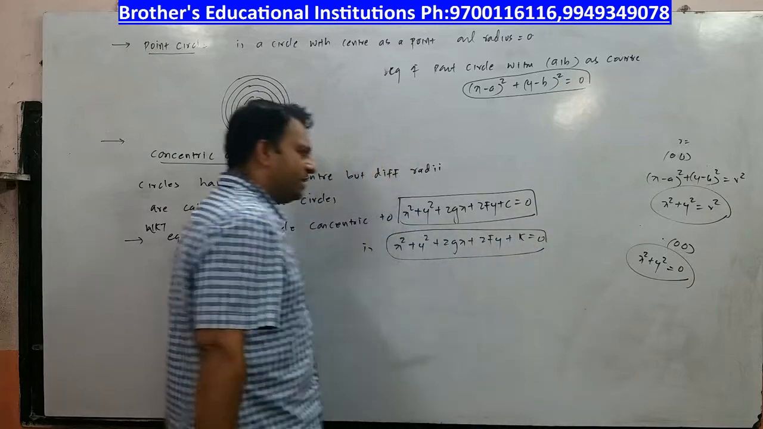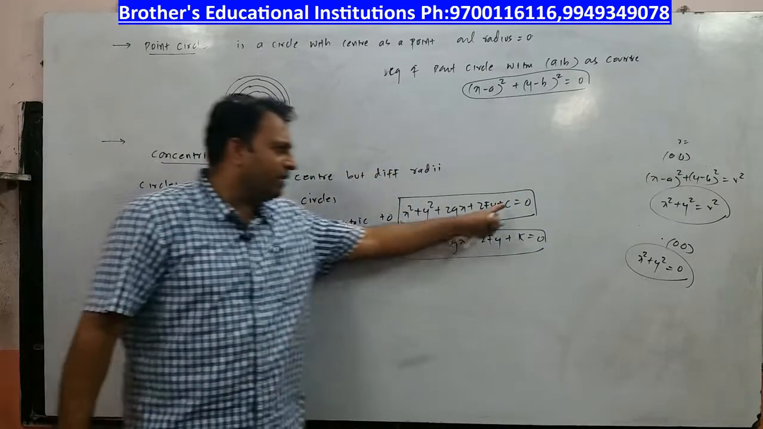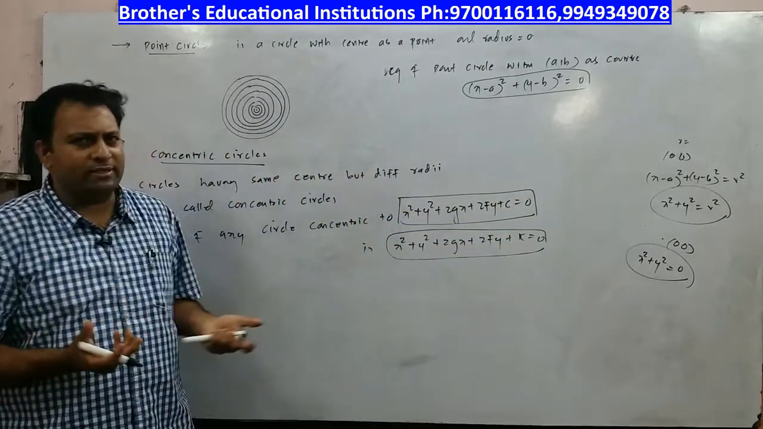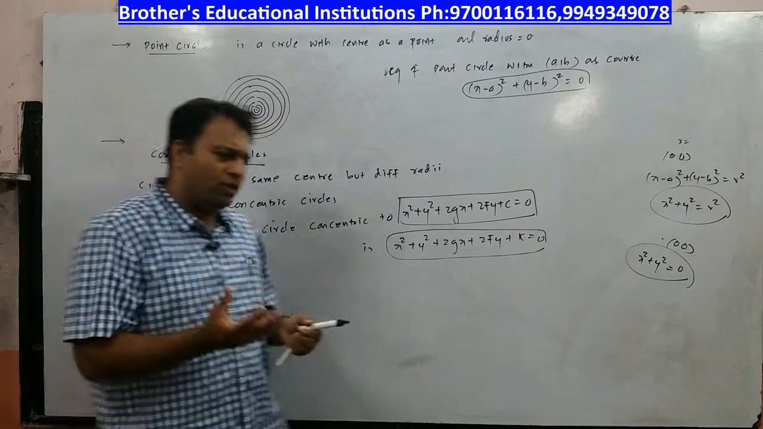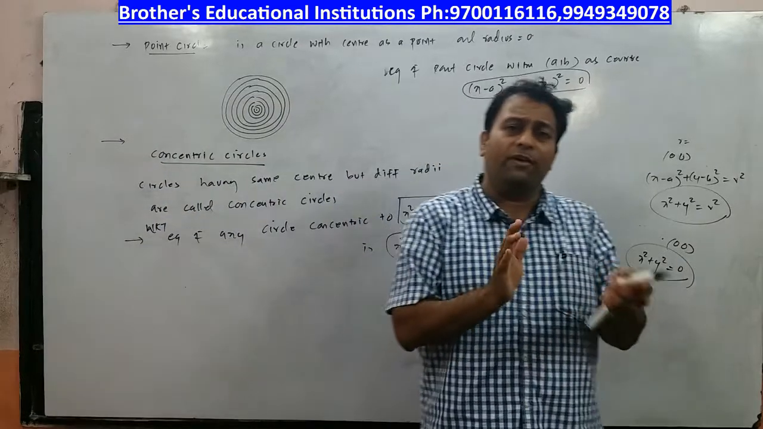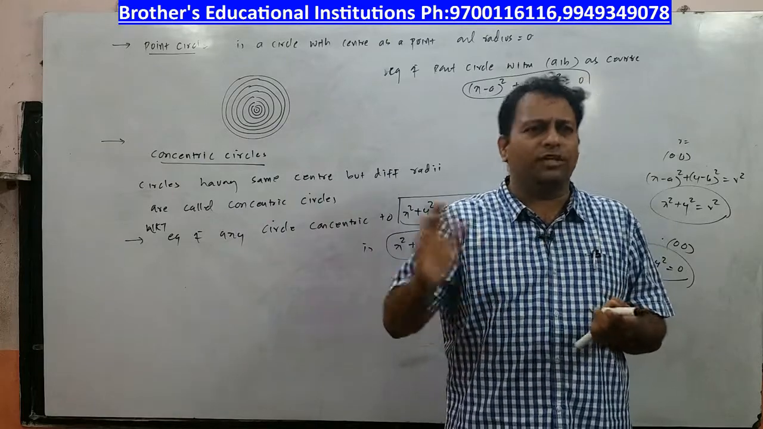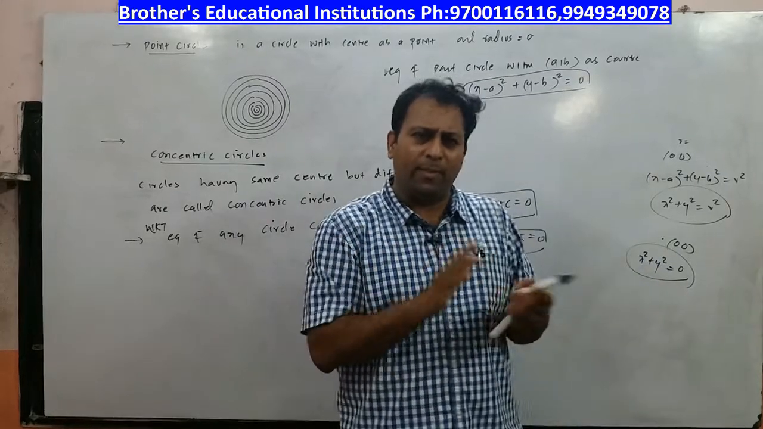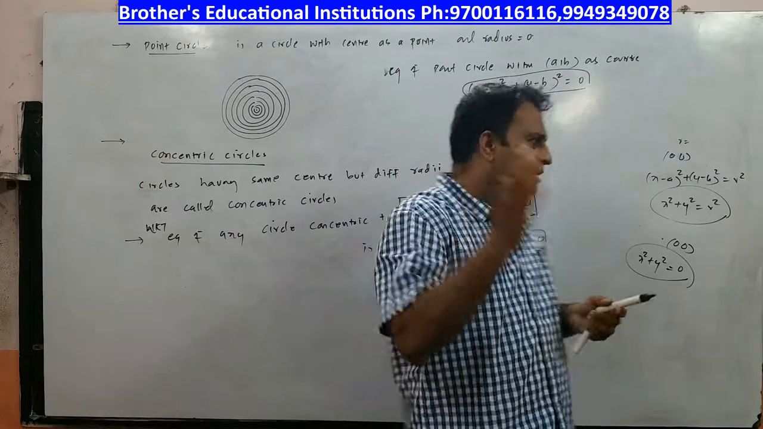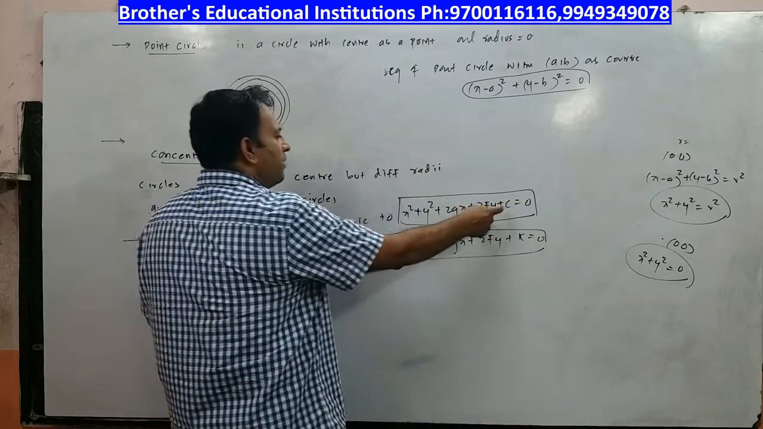Right? So what do you understand by this? Concentric circles differ by a constant. Concentric circles always differ by a constant, just like your parallel lines. Parallel lines also differ by the same constant. Their homogeneous part is the same. The part dealing with x and y is the same, but the constant will be different. Similarly, the concentric circles will also differ by a constant.